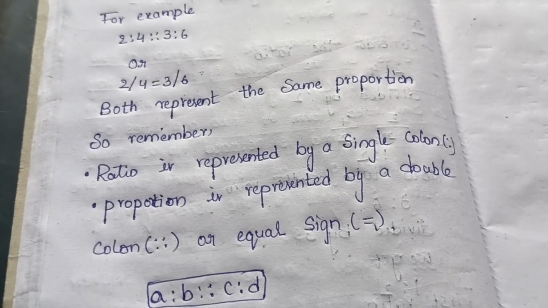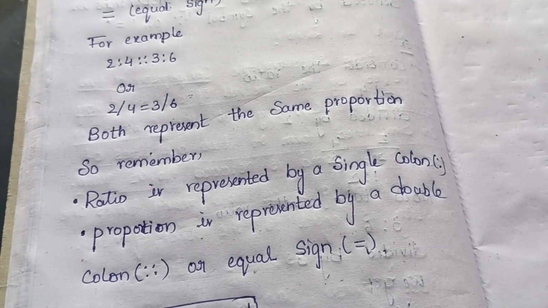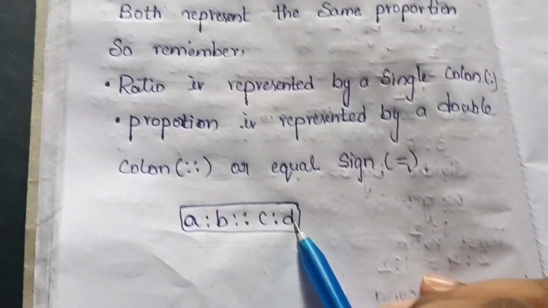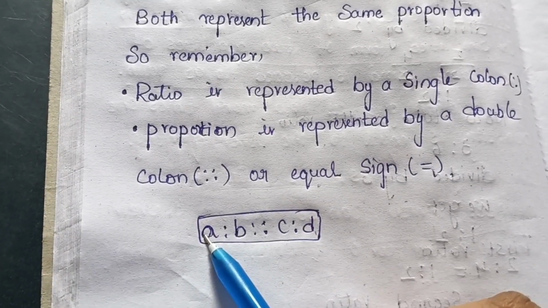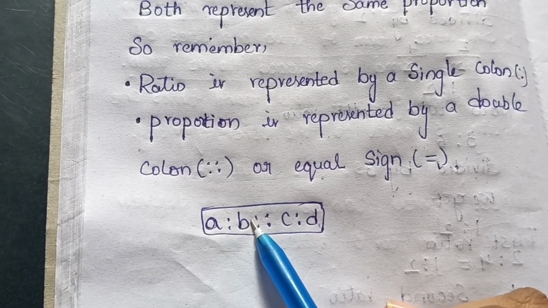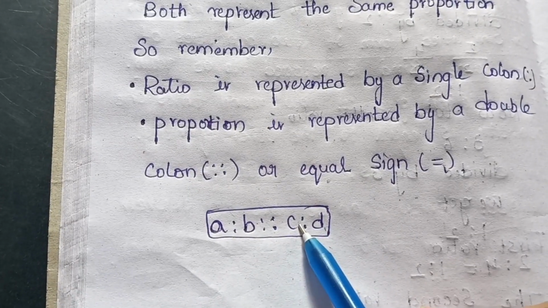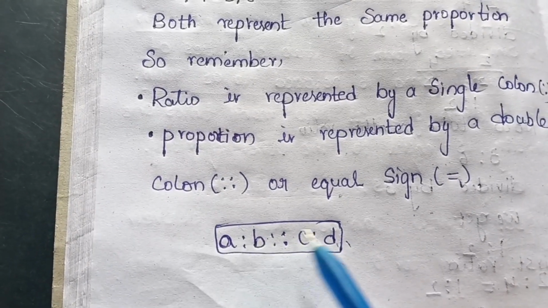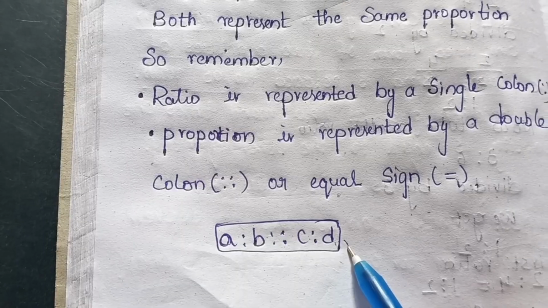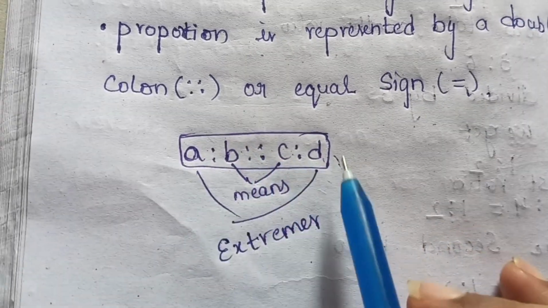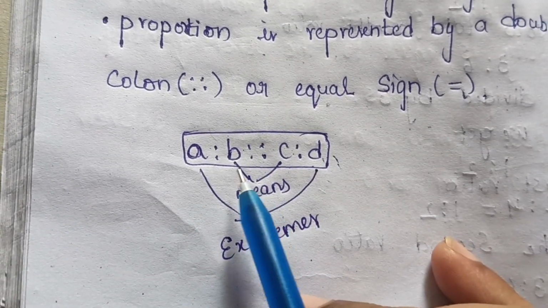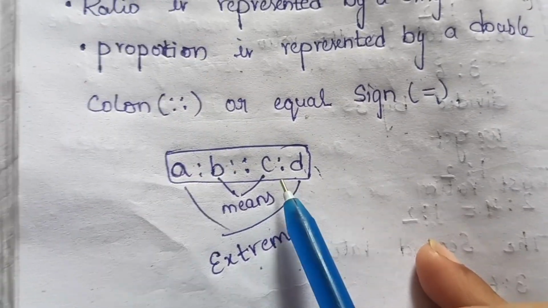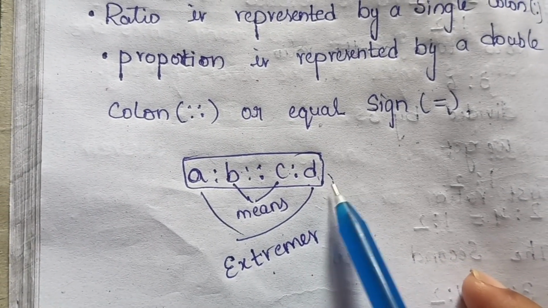The standard form of proportion is generally like A is to B double colon C is to D. Here A is called the first term, B the second term, C the third term, and D the fourth term. Among these, the first and fourth terms are known as extremes, like A and D, and the second and third terms are known as means. These terms are very important because many competitive exams ask questions based on them.